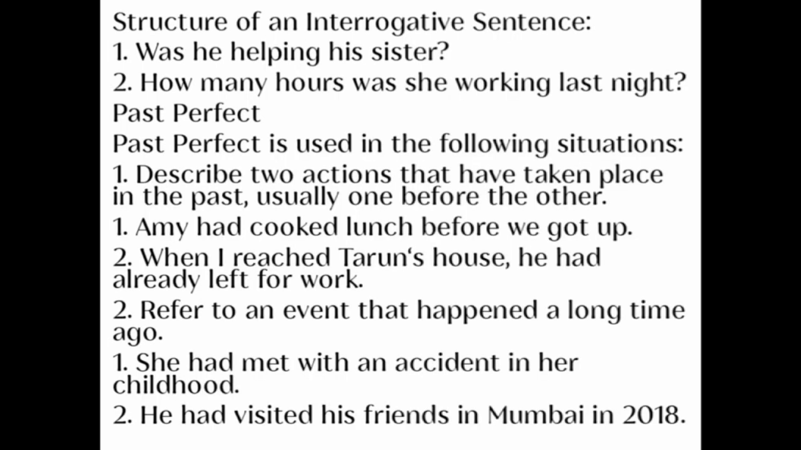Structure of an interrogative sentence, a question. It includes question word, auxiliary verb was or were, plus subject plus present participle plus object or adverbial. Was he helping his sister? So here was is the auxiliary verb. How many hours was she working last night? So was is an auxiliary verb here.